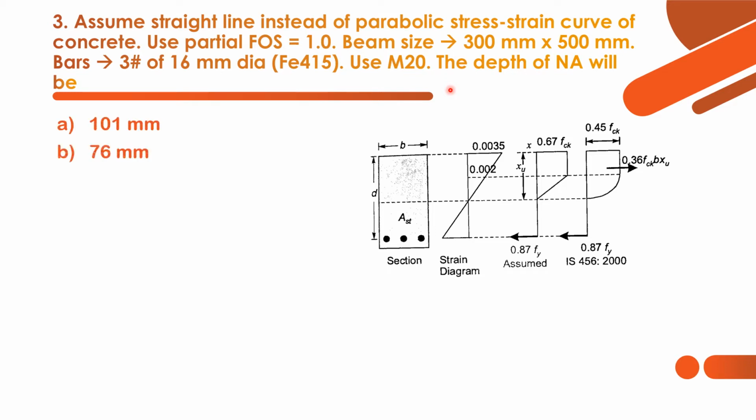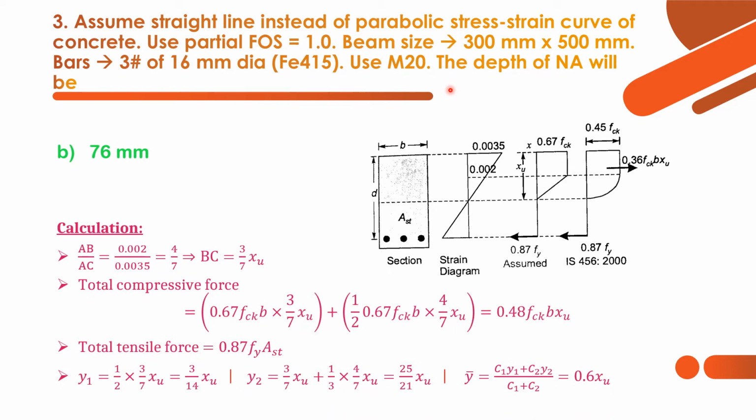Here we cannot use the direct formula, that is xu is equal to 0.87 fy Ast by 0.36 fck b, as we have seen in the previous question, because it is not as per IS 456, since the variation of the stress is a straight line, not parabolic. So we have to derive the formula to get the xu. Now we shall see how we can get that. Here the answer is option B, 76 mm. Now we shall see the approach to get the answer.